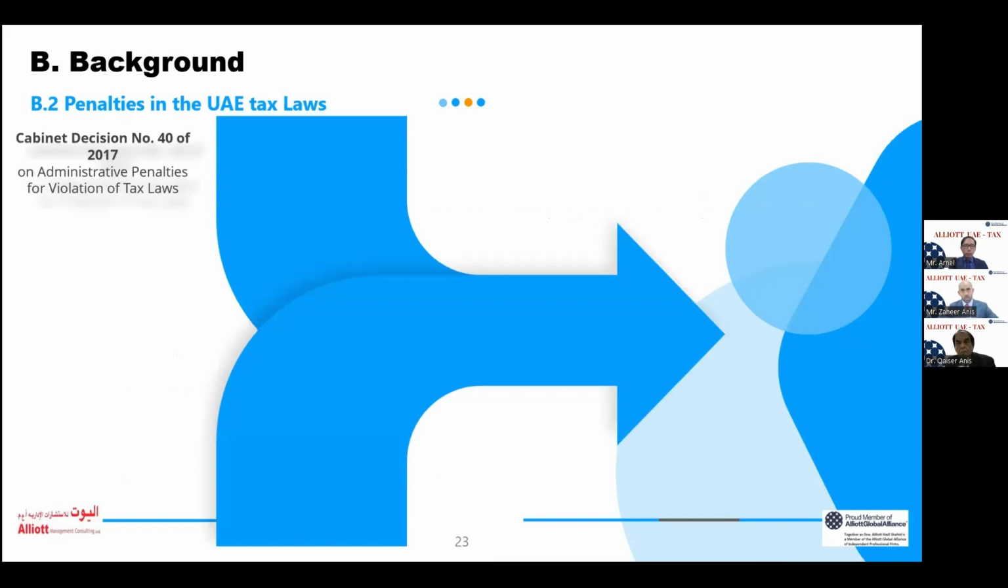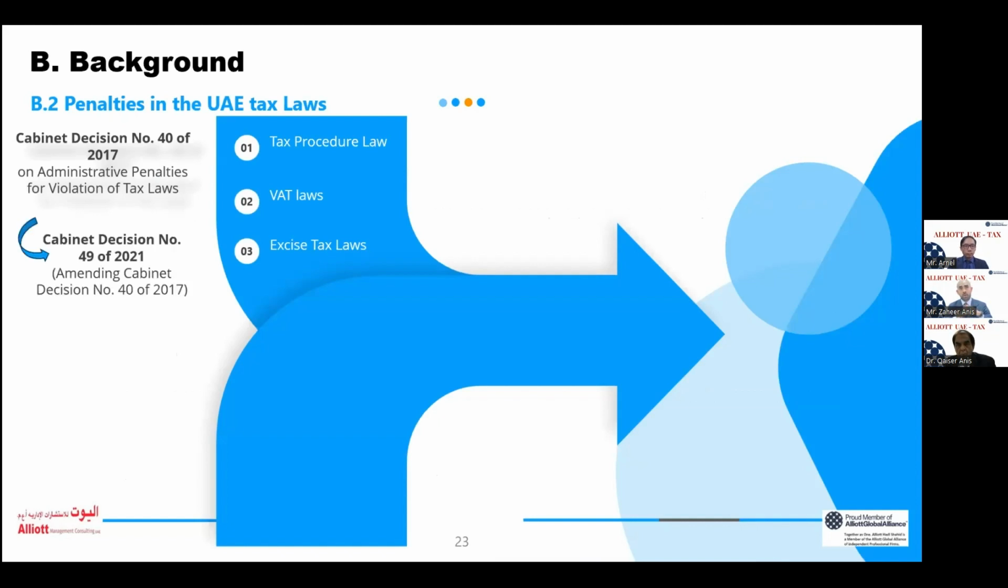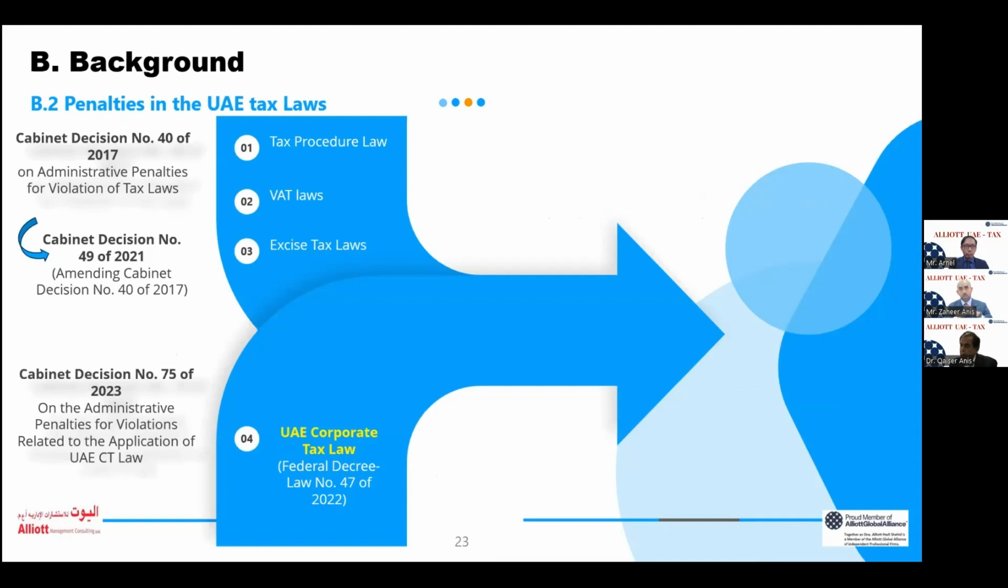We had Cabinet Decision number 40 of 2017, and just to give you some history on this, that was for the administrative penalties for violation of tax laws. That was, of course, for VAT, and it was amended in 2021. So the tax procedures law, the VAT laws, and the excise tax laws were what we had in the past. Now this new Cabinet decision has come out on administrative penalties for violations related to the application of the UAE corporate tax law. So now you have another piece of legislation that has come in.